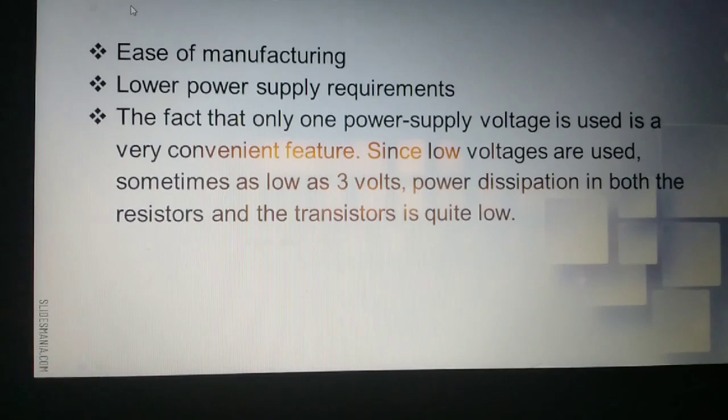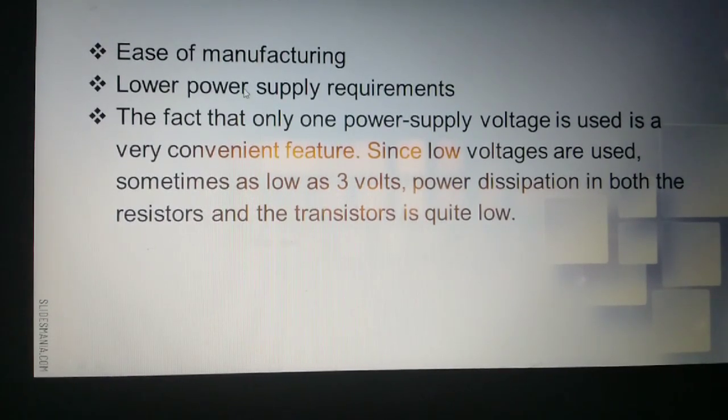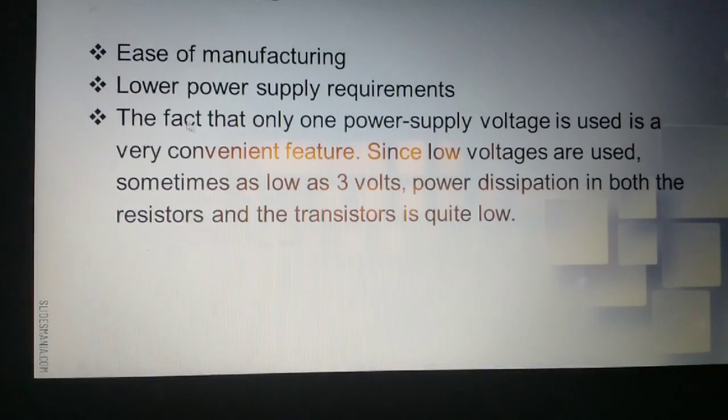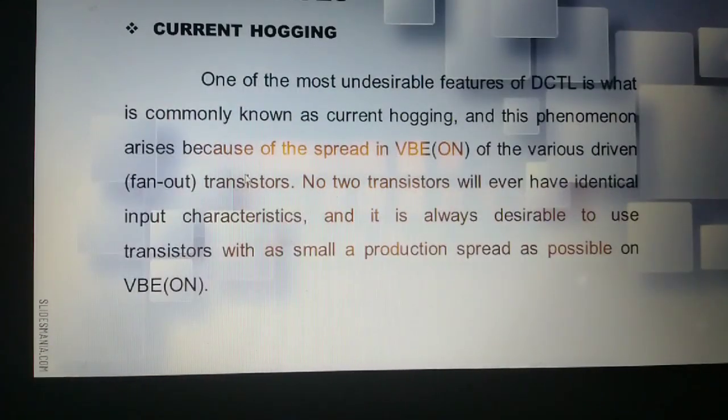So, yung advantages ng DCTL is ease of manufacturing, lower power supply requirements, the fact that only one power supply voltage is used is a very convenient feature. Since low voltages are used, sometimes as low as 3 volts, power dissipation in both the resistor and the transistor is quite low. So, sa disadvantage na tayo.